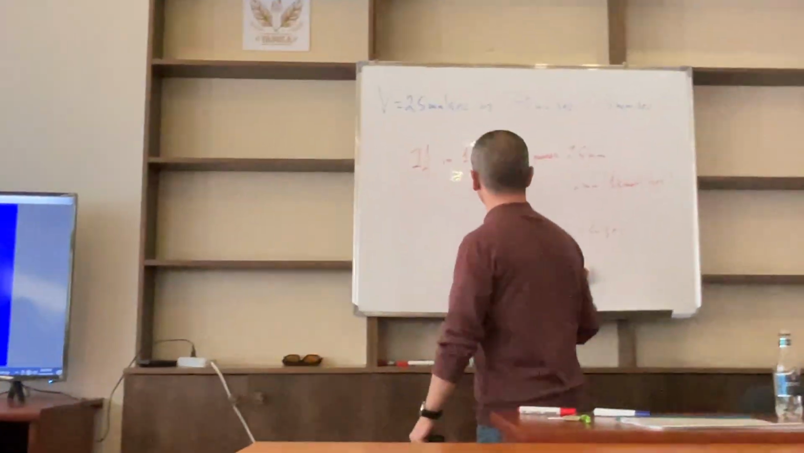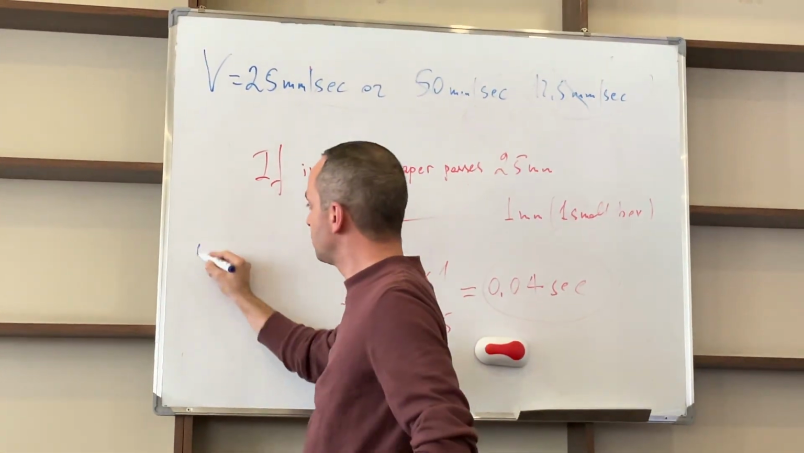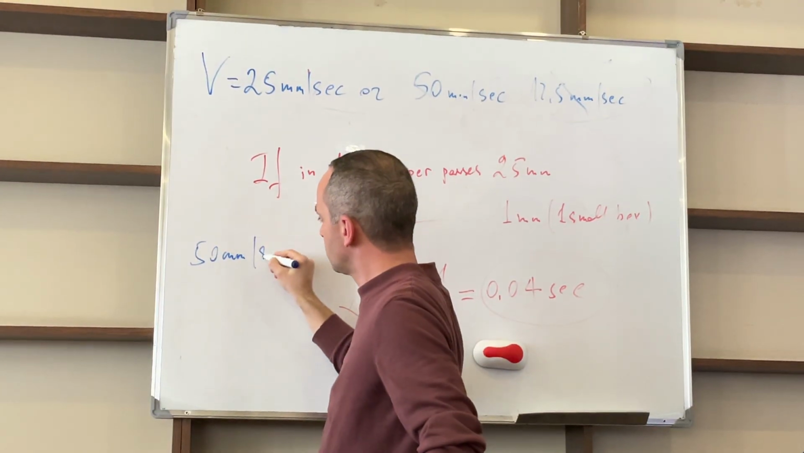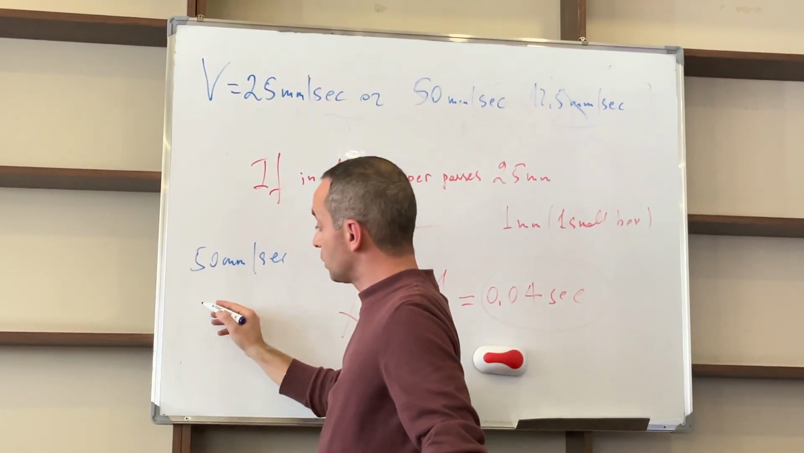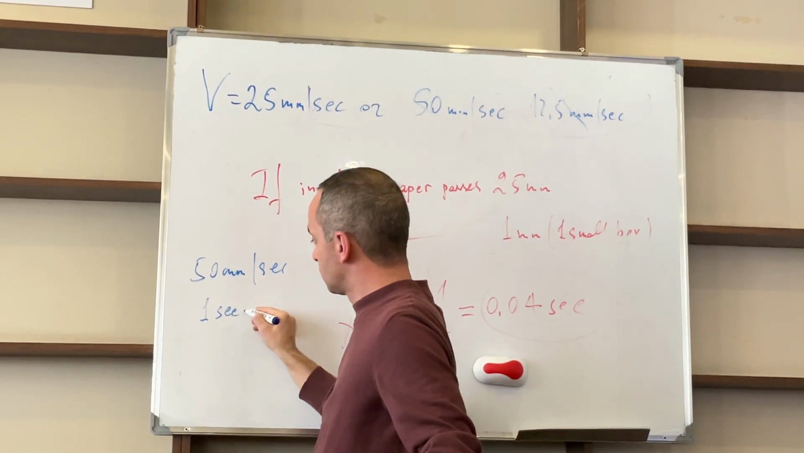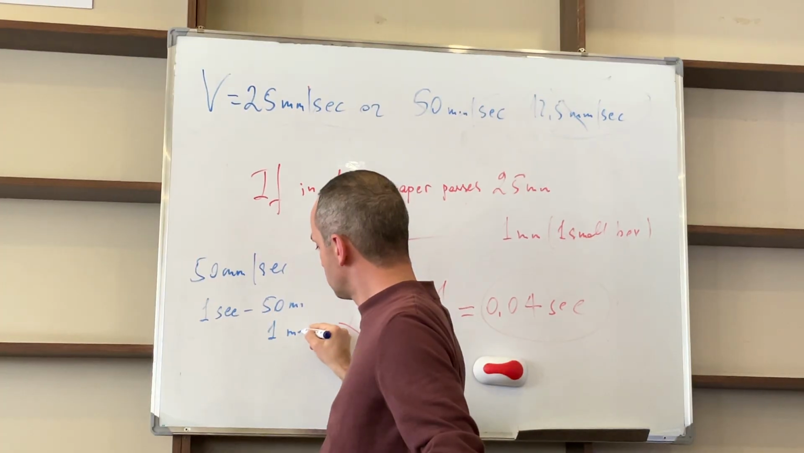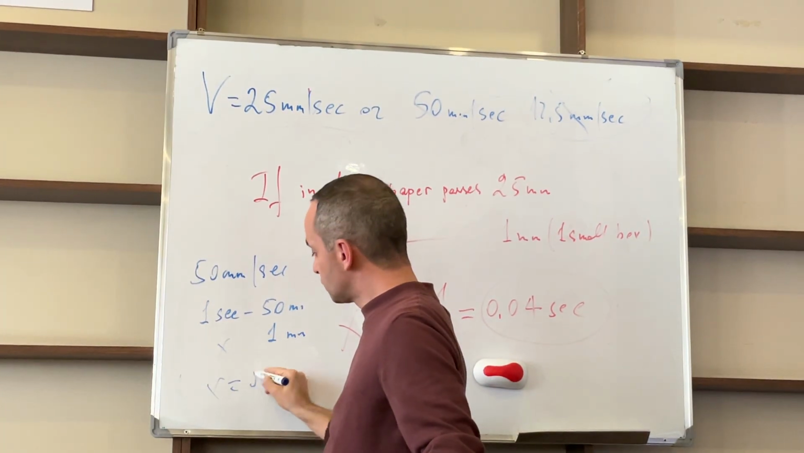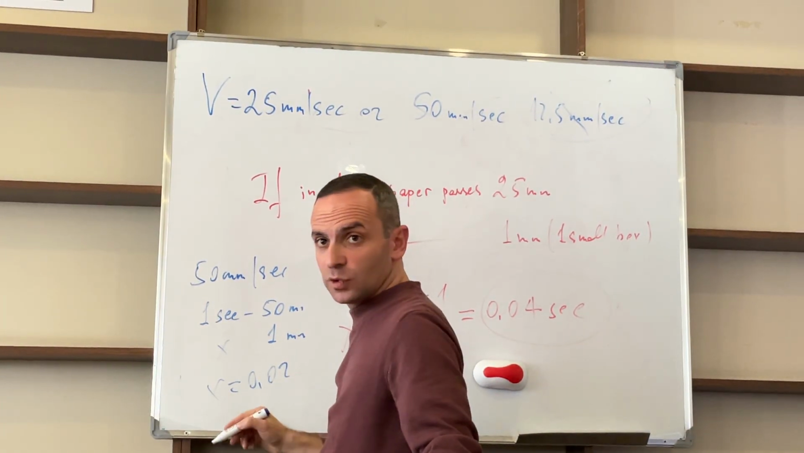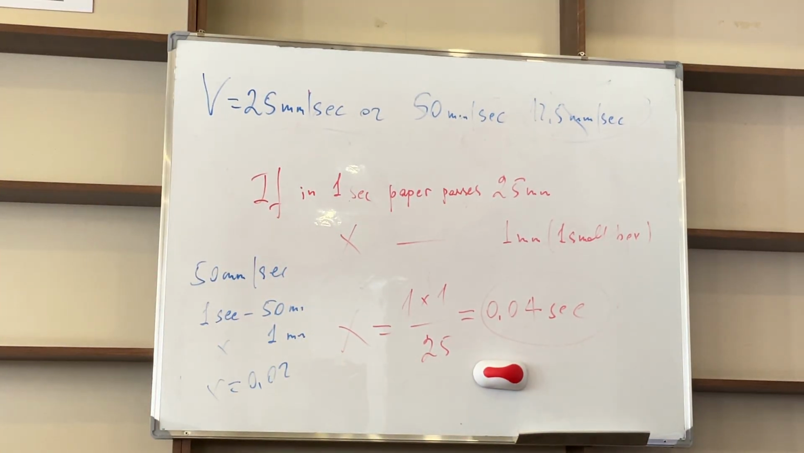If, for example, the speed will be 50, it's not difficult. If 50 millimeters per second, the calculation will be like this. In 1 second, we have 50 millimeters, so 1 millimeter is 0.02 seconds. One small box is 0.02, one large will be 5 times 0.02, 0.10 or 0.1 seconds.